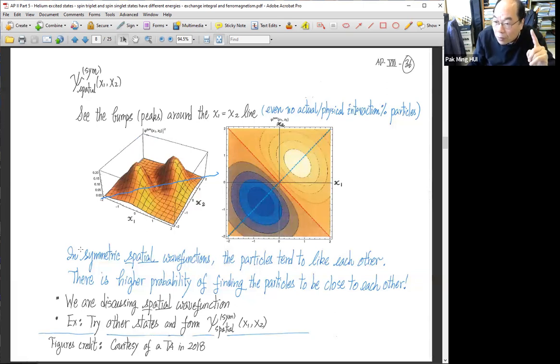The two particles like each other. The probability of finding the two particles close to each other is high. They do not interact. There's no attraction between them. The only fact that the spatial wave function is symmetric has the effect that the two particles will be found closer to each other. Take this point with you.